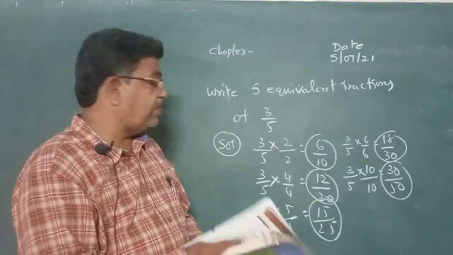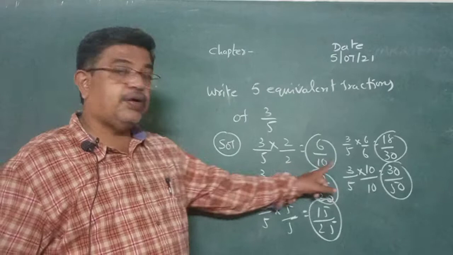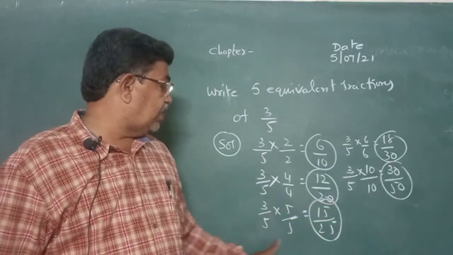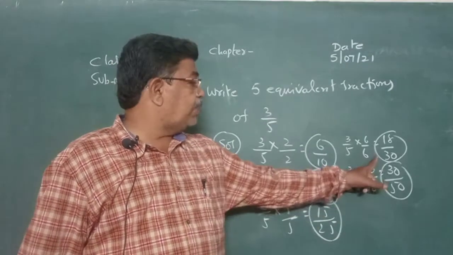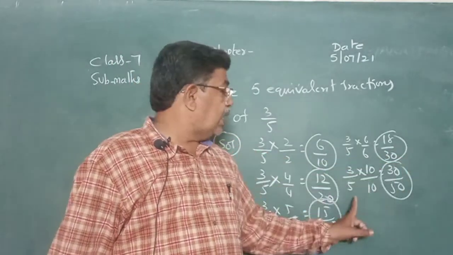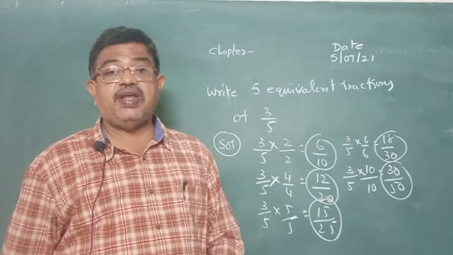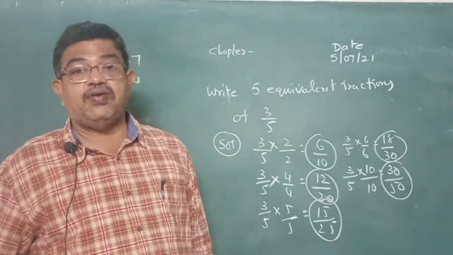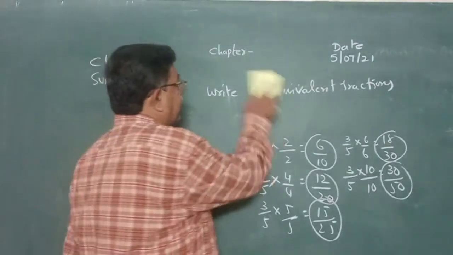So, here 3 by 5 is given. I multiplied with 2, I got 6 by 10. I multiplied with 4, I got 12 by 20. I multiplied with 5, I got 15 by 25. I multiplied with 6, I got 18 by 30. And I multiplied with 10, I got 30 by 50. These are all equivalent fractions of 3 by 5. I think you followed. Next.